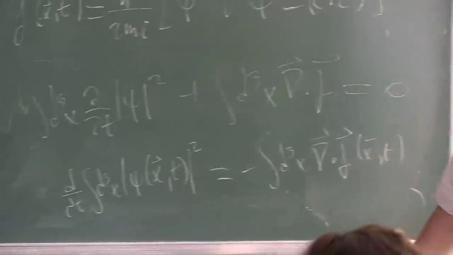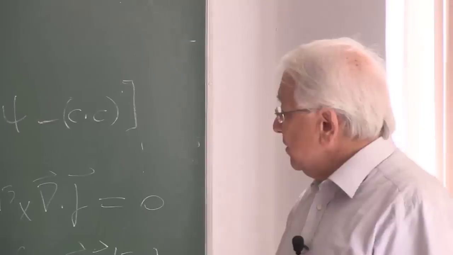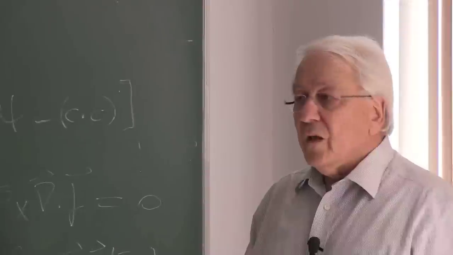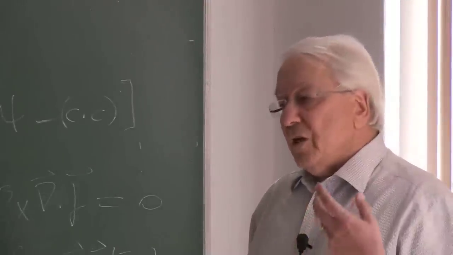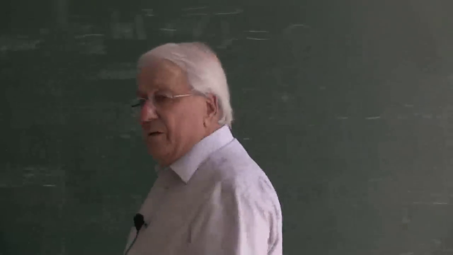Well, you may say, oh, the right-hand side is not zero. It is a non-zero quantity, thus the probability may not be conserved. Here comes the beauty of a consistent mathematical scheme. Now, what are the things?